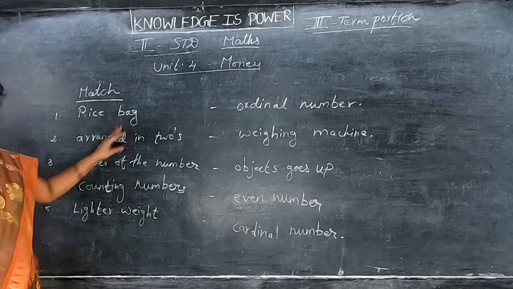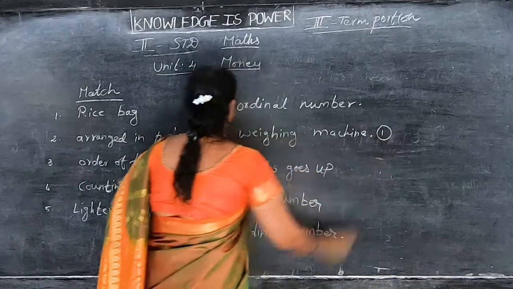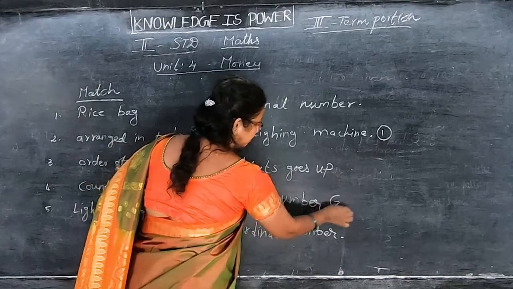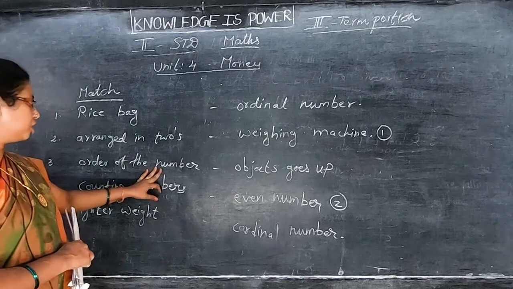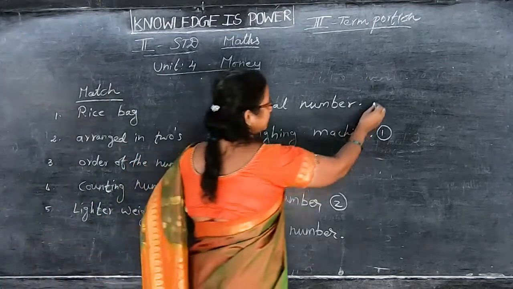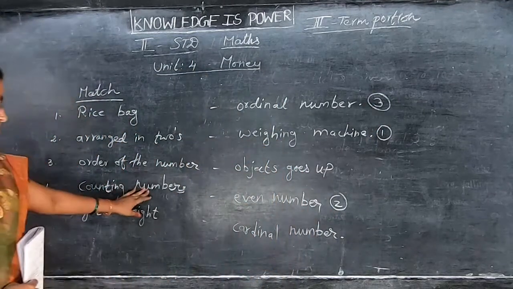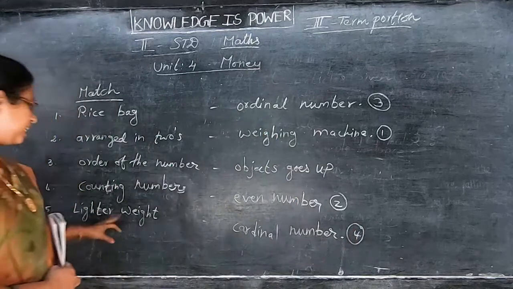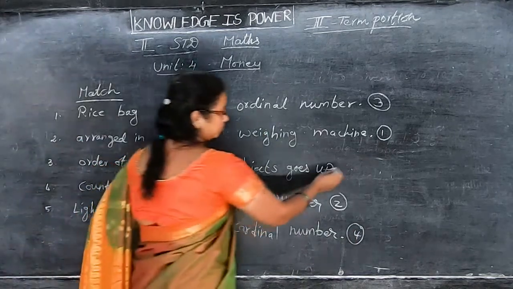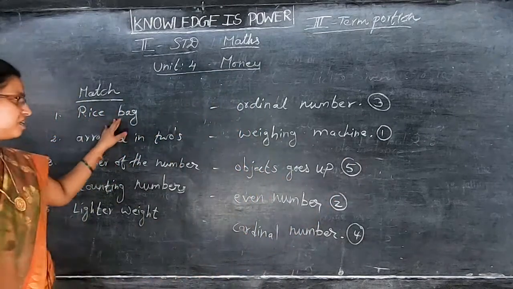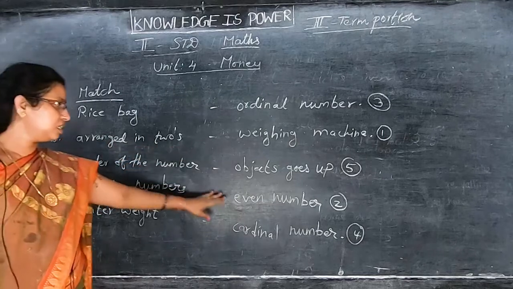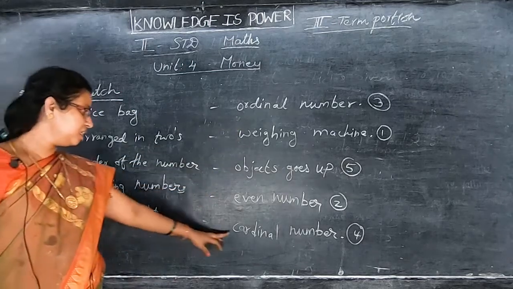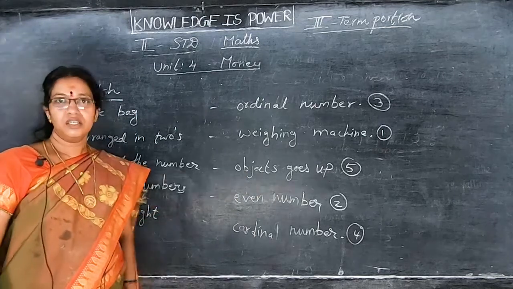See here, rice bag. Rice bag we will put in weighing machine. So right here, number 1. Then arranged in twos. Arranged in twos means even number. Right here, number 2. Order of the number means ordinal number. Right here, number 3. Counting numbers means cardinal number. Right here, 4. Then lighter weight, the object goes up. Number 5.